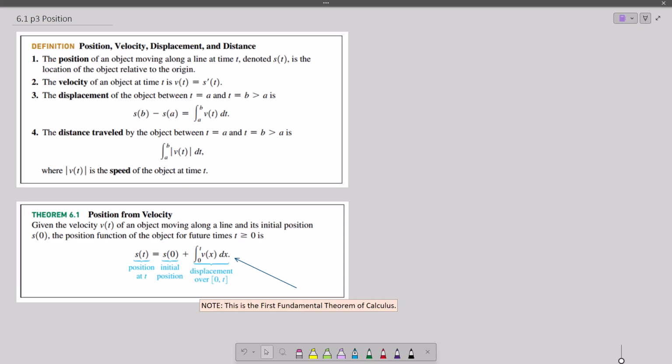Absolute value of V is called speed. So absolute value of velocity is speed. Speed is always non-negative. You can't have negative speed. You can have negative velocity, but not negative speed. Your speed is going to be non-negative.